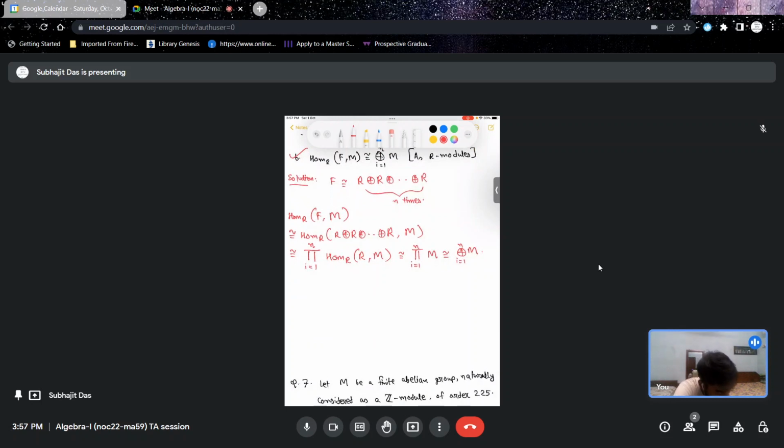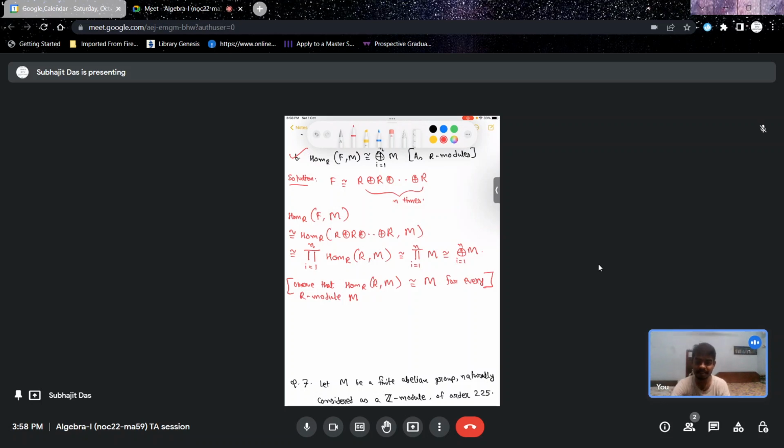So let me just add a note here. The note is this: observe that Hom(R, M) is isomorphic to M for every R module M. And this isomorphism is not an arbitrary isomorphism, it doesn't depend on any choices, it's a natural isomorphism. These isomorphisms are all natural in M.